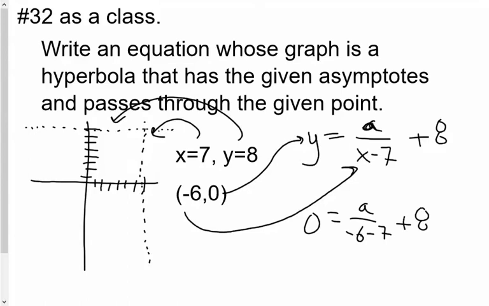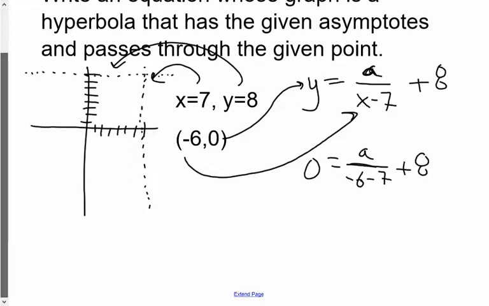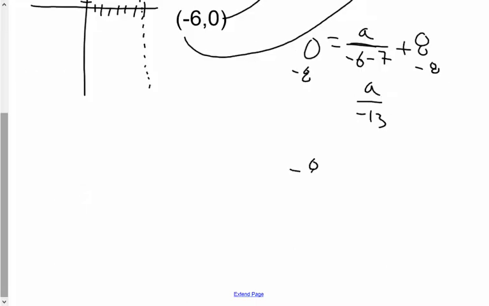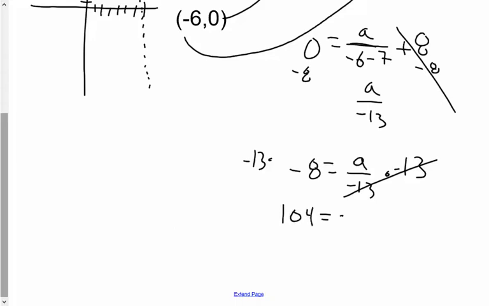I'm going to show you guys how to solve this equation for the variable A. The first thing I'm going to do is simplify this to negative 13. I'm going to subtract 8 from both sides to get rid of that 8 there. Okay, so negative 8 equals A divided by negative 13. And then I'm just going to multiply both sides by negative 13. And that's going to get rid of that right there. And negative 13 times negative 8 is a positive 104. And that is our A value.